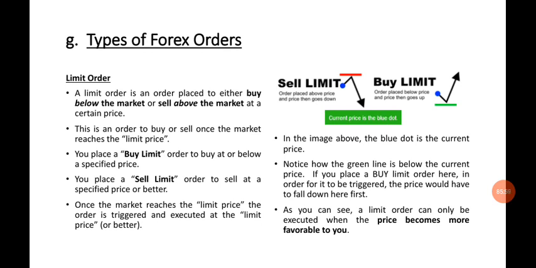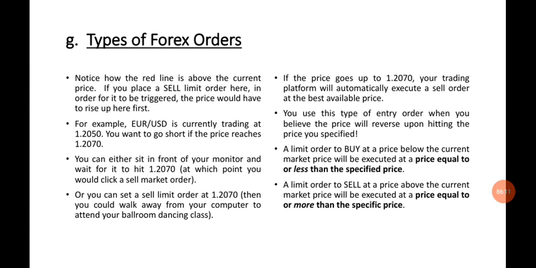If you place a buy limit order here, in order for it to be triggered, the price will have to fall down here first. As you can see, a limit order can only be executed when the price becomes more favorable to you. Notice how the red line is above the current price. If you place a sell limit order here, in order for it to be triggered, the price will have to rise up here first. For example, US dollar is currently trading at 1.2050.